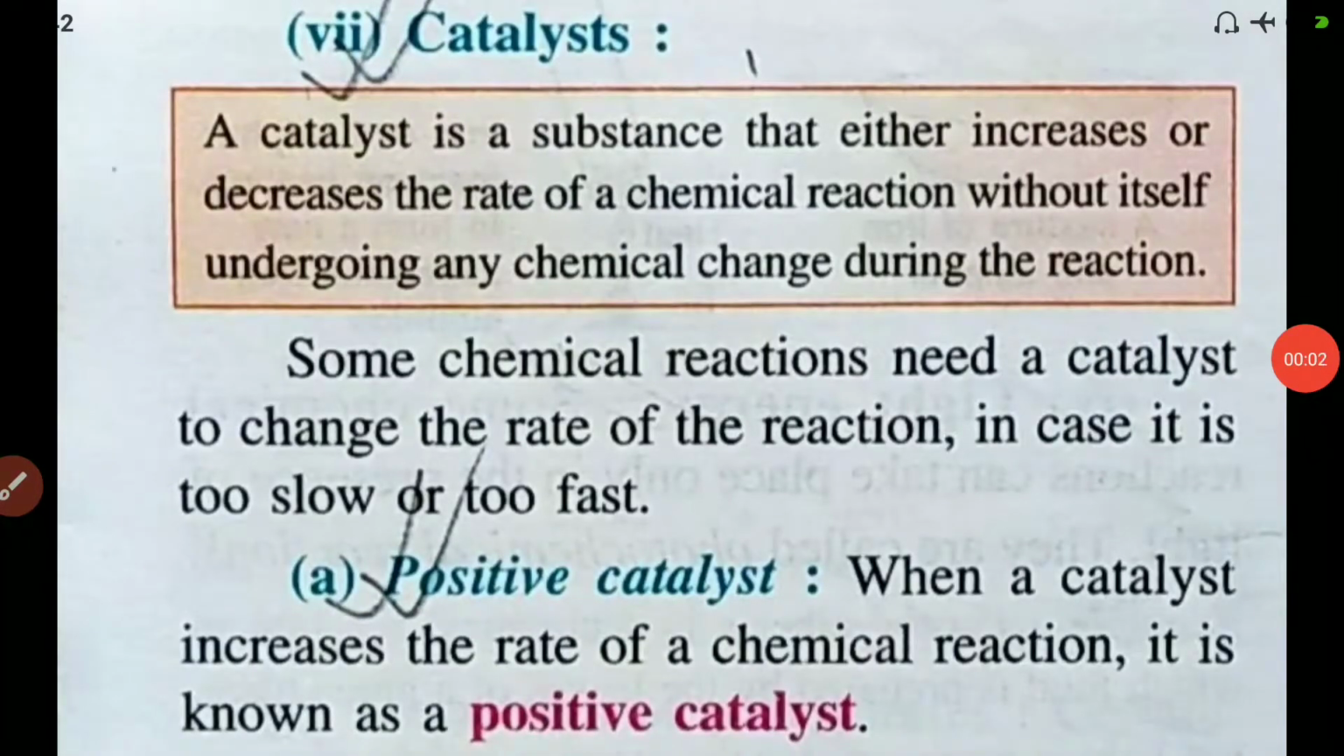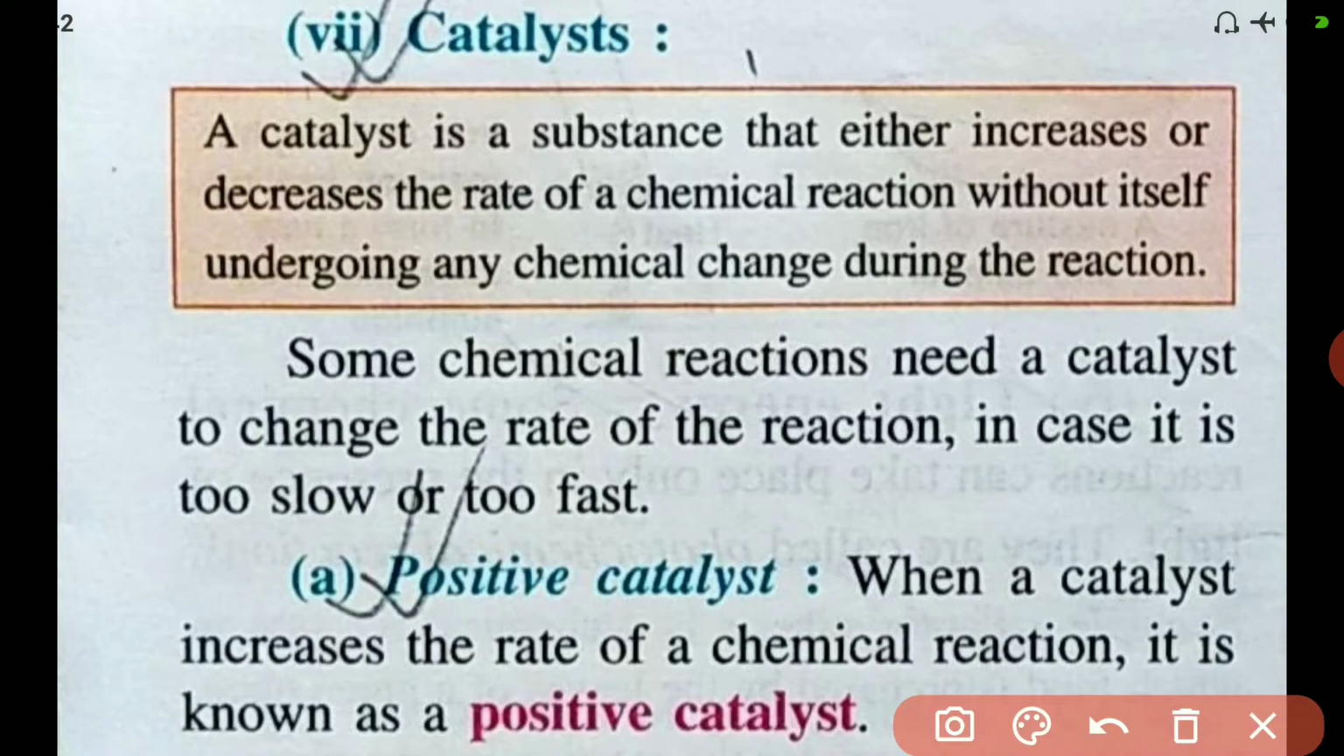Okay, this is the continuation video for class 8 chemistry, where we are studying about conditions necessary for chemical reactions. So the last condition is catalyst. What is a catalyst? A catalyst is a substance that either increases or decreases the rate of reaction. That means it can make the reaction faster or it may slow it down without itself undergoing any chemical change. So it should not be involved in the chemical reaction.